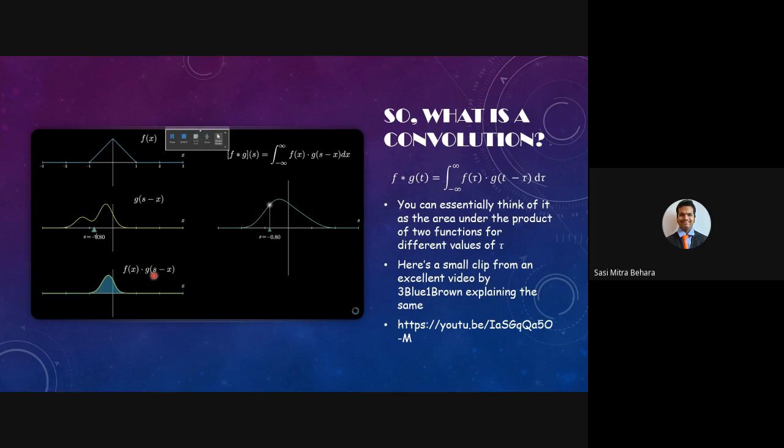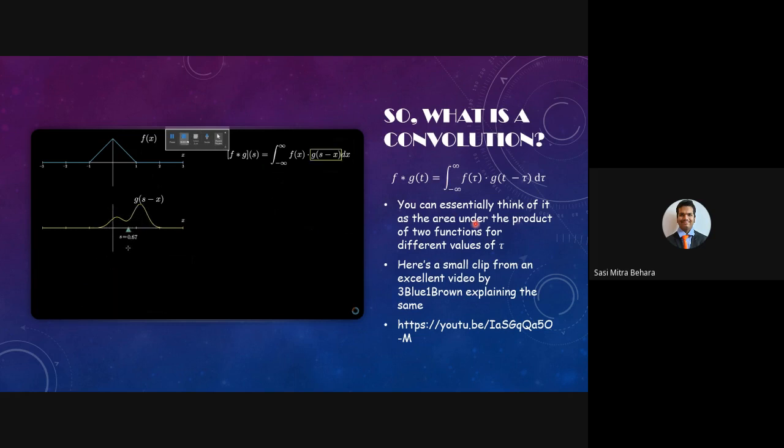It's s in the case of this animation, and it's t in the case of our formula here. Essentially, you can think of it as taking one function and sliding it over the other and getting the area under it. If you want a deeper understanding of convolutions, I highly recommend this excellent video by 3Blue1Brown.